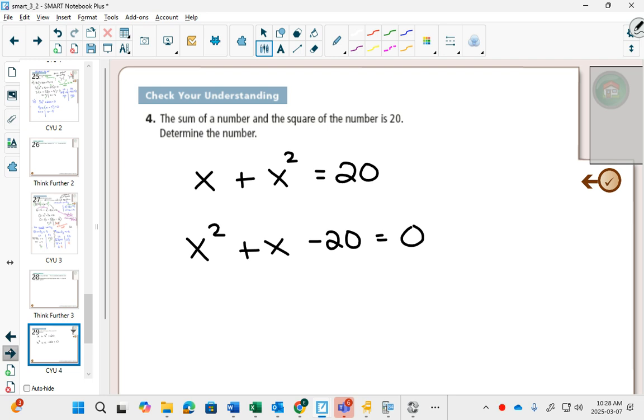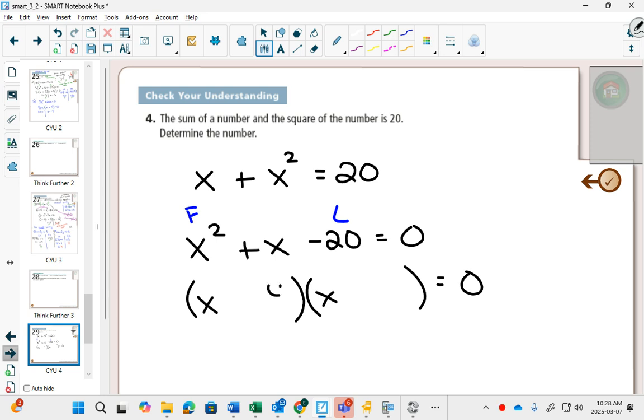Now I have a quadratic, and I've made it equal to 0. Let's check if we can factor. Well, if we're going to get an x squared as my first ones, it's going to have to be x and x. And if my last one's a minus 20, I've got a bunch of options: 1 and 20, 2 and 10, 4 and 5. Check your outside and inside. We need it to be 1. I'm pretty sure 1 and 20 is not going to work.